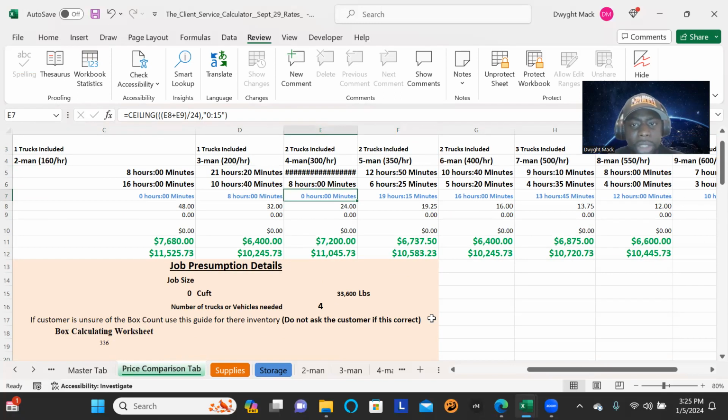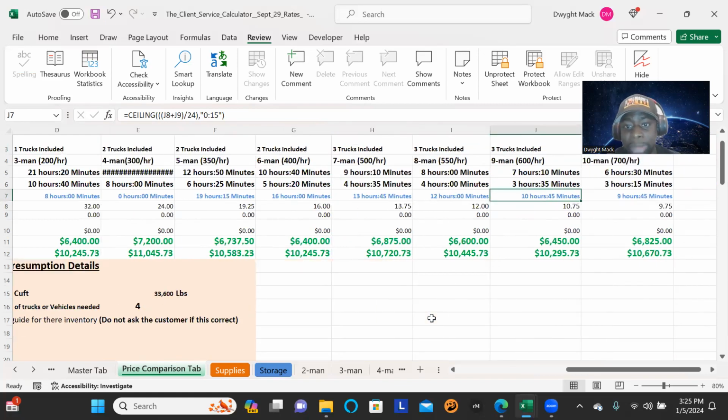And you basically see that these jobs are going to take a long time, especially if you use 350 pounds per man. If you use 500 pounds per guy, it's going to take the guys about 9 hours. But if you're using 350, it's going to take the guys a little bit longer than that. So that's why it says 12 hours here.